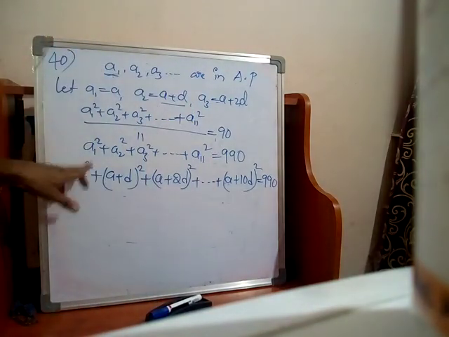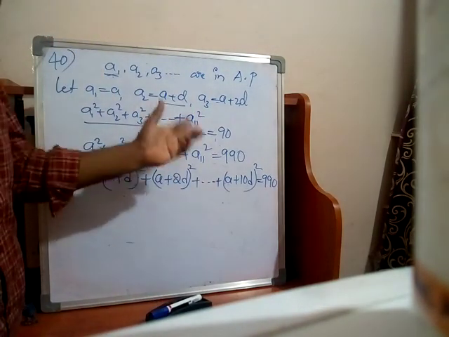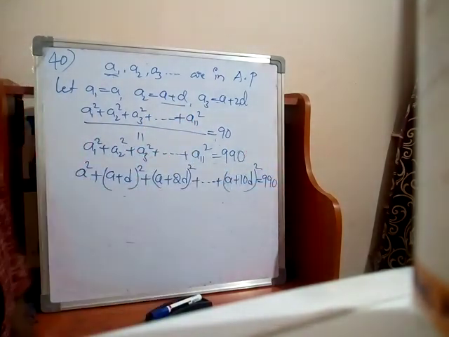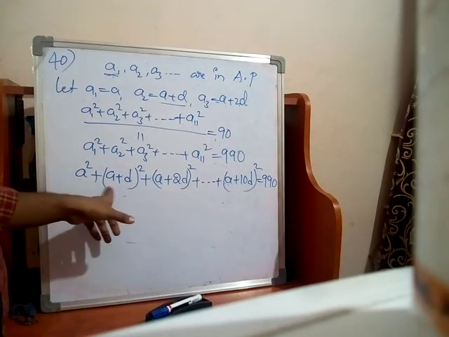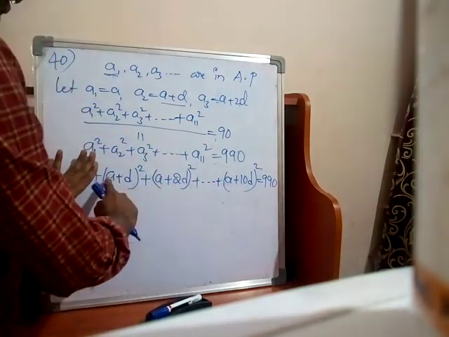Okay, the first term is A square, the second term is A plus D whole square, the third term is A plus 2D whole square, and so on, like that. The 11th is A plus 10D whole square, that is equal to 990. So here, how many times do we get A square? 1 time, 2 times, 3 times, means a total of 11 times.